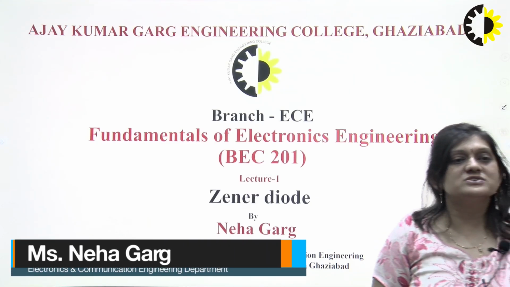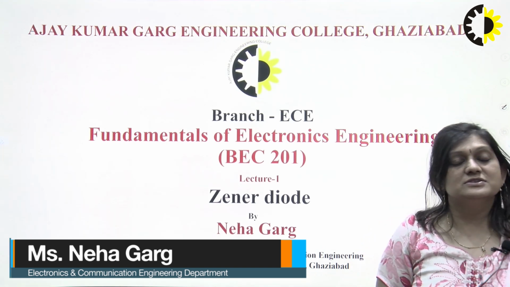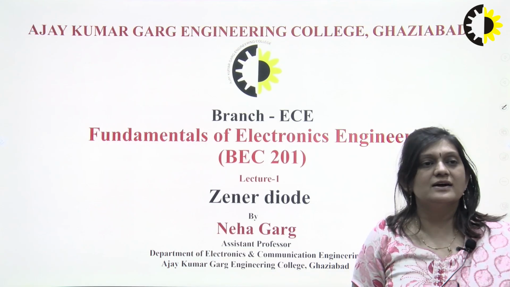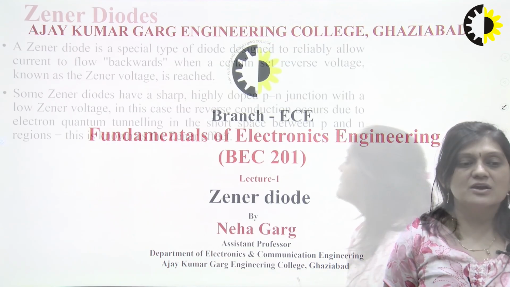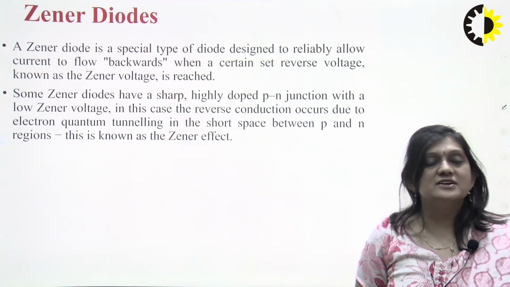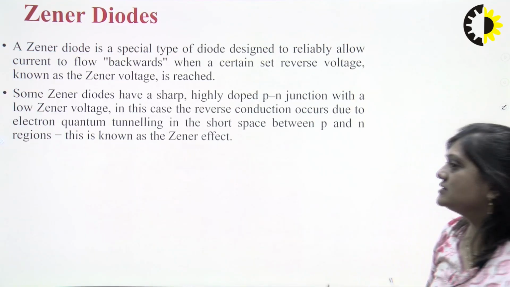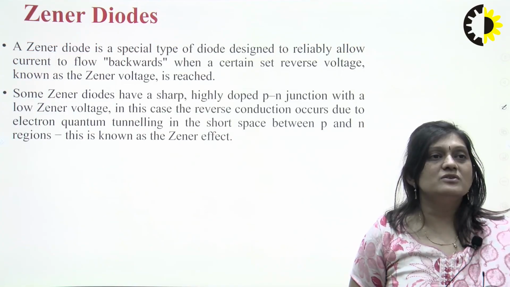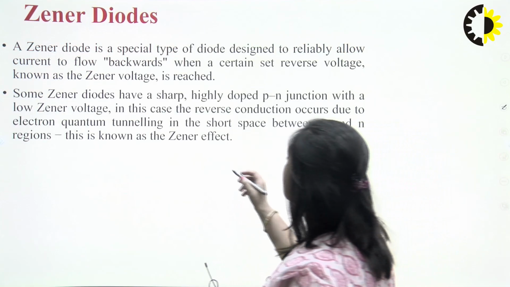I'm an assistant professor in Ajay Kumar Garg Engineering College, and this topic has been taken from the subject Fundamentals of Electronics Engineering, which is currently being run in the AKTU. The topic is the Zener diode. A Zener diode is a special type of diode which is designed to work in reverse bias. It is basically a PN junction diode that is used as a voltage regulator, and it is used in a reverse bias condition.